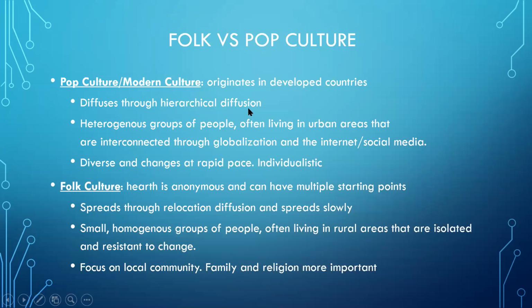So yeah, there's that, and of course, folk and pop culture. Now we're going to break down culture a little bit more into different categories. There's pop culture, modern culture. We talked about this. It originates in developed countries and diffuses through hierarchical diffusion, among heterogeneous groups of people. So modern culture is very diverse, changes rapidly, is individualistic, happens in urban areas, and is all interconnected through globalization. Examples of modern culture are pretty easy: think of McDonald's, think of iPhones, think of trends in music or fashion.